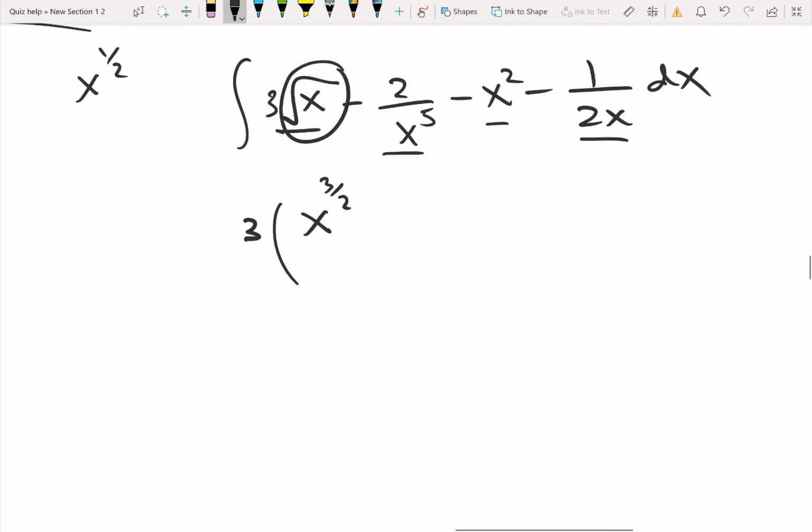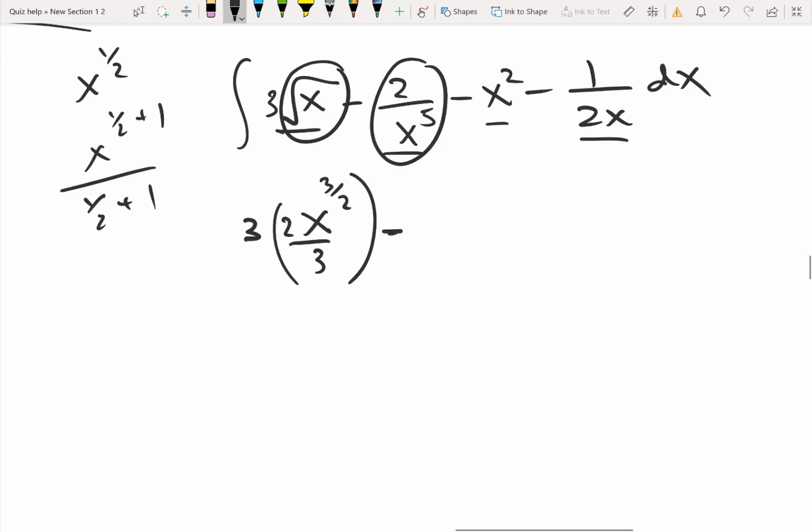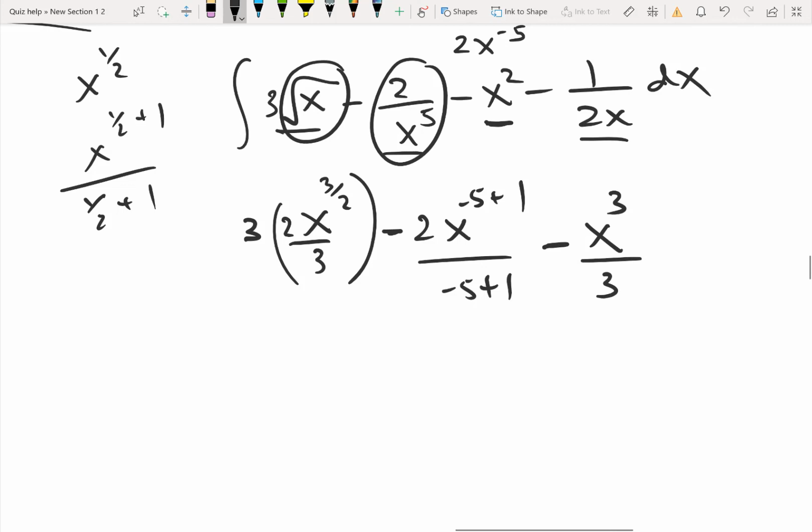Integrating square root of x is the same as integrating x to the half, which is x to the half plus 1 over half plus 1, and we saw that it's x to the 3 over 2 times 2 over 3, because it was divided by 3 over 2 and we took the reciprocal. Here, to integrate 2 over x to the 5, we can write it as 2x to the negative 5, so 2x to the negative 5 plus 1 over negative 5 plus 1. If you integrate negative x squared, it's x to the 2 plus 1, which is 3, divided by 3.